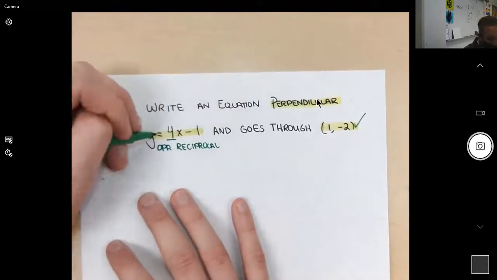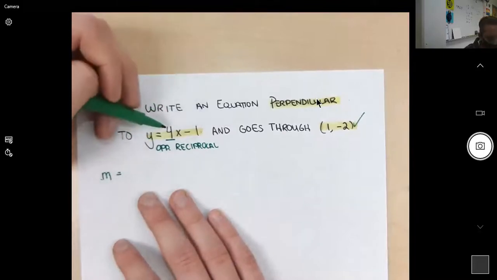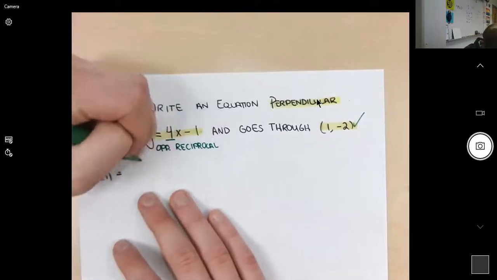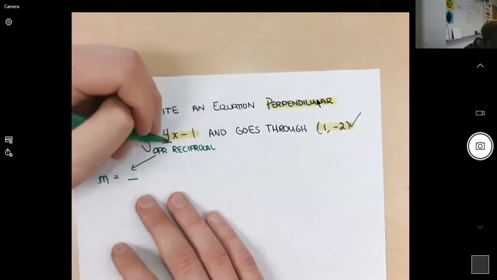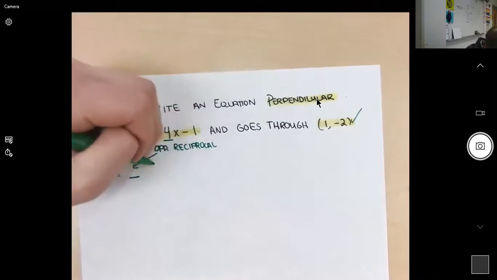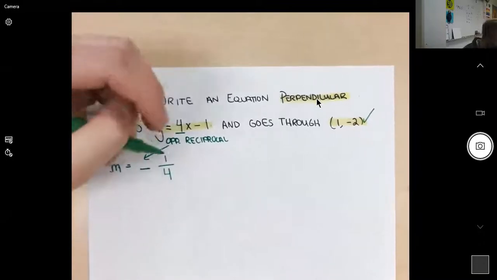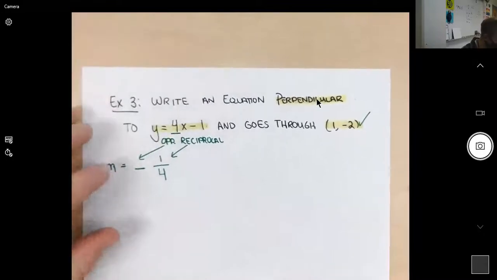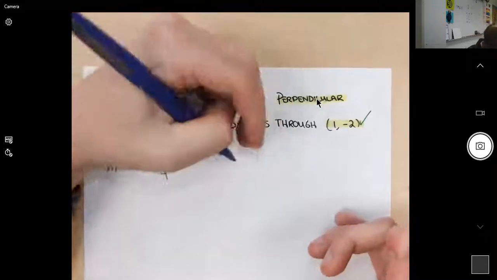So our slope of this line is 4. So I want to do the opposite reciprocal. That's a positive 4, so the opposite is going to be negative. The reciprocal, this is 4 over 1, so I'm going to make this 1 over 4. The reciprocal of 4 is 1 over 4, so we flip it over. Okay? And so now I'm going to plug into point slope form.